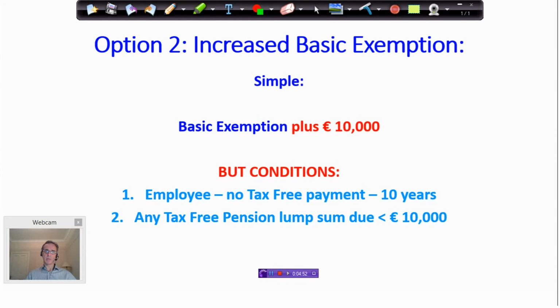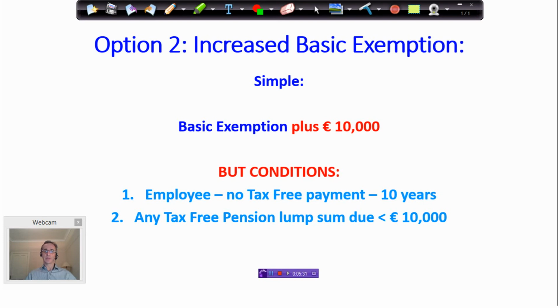So let's remember, the increased basic exemption is €10,000 added to the basic exemption, but with a couple of conditions. I'd say most likely the conditions will be in play. In other words, you will most likely receive some sort of pension lump sum amount and you're going to have to do some sort of calculation, so there will be a value. What I'm saying is that it's unlikely that the first condition would be in play, that there has been a tax-free payment in the previous 10 years.